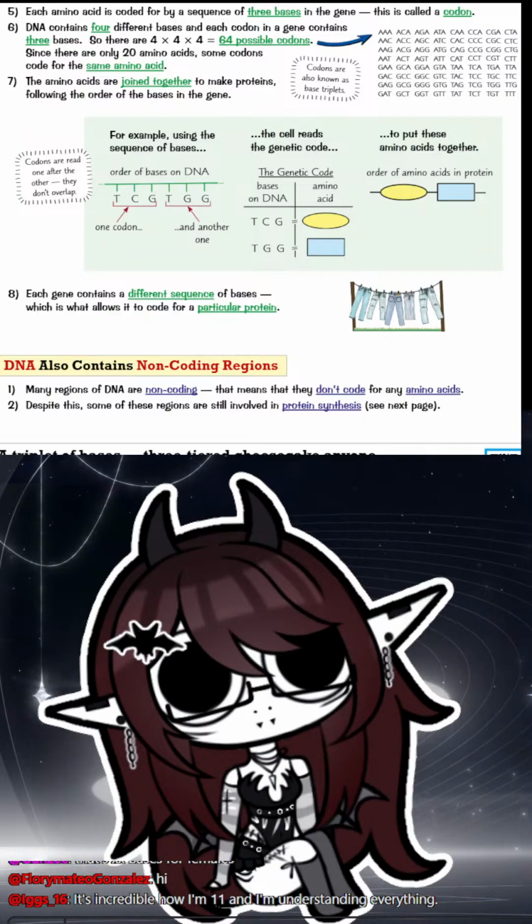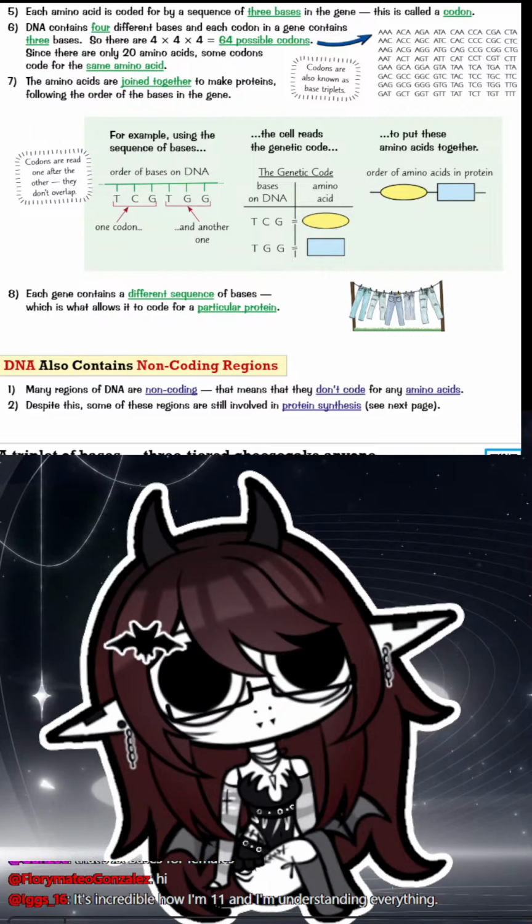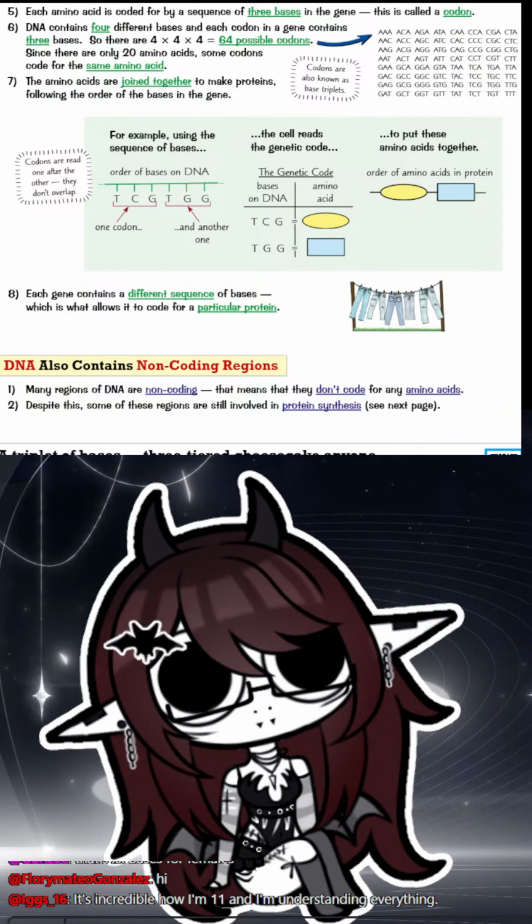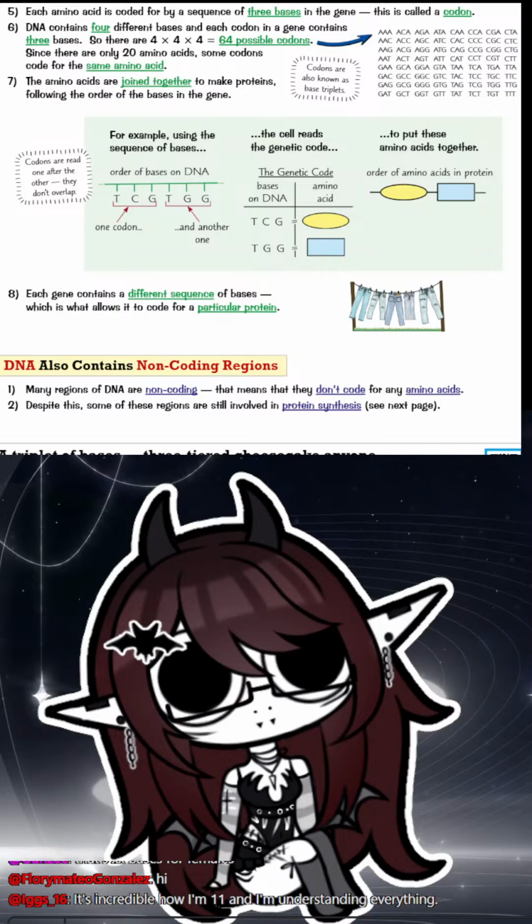DNA also contains non-coding regions. Many regions of DNA are non-coding. That means they don't code for any amino acids. Despite this, some of these regions are still involved in protein synthesis.